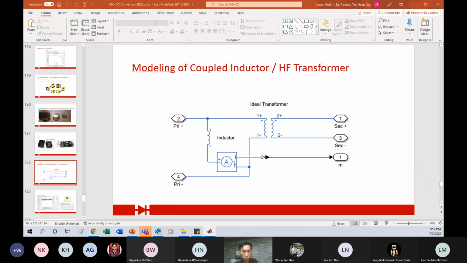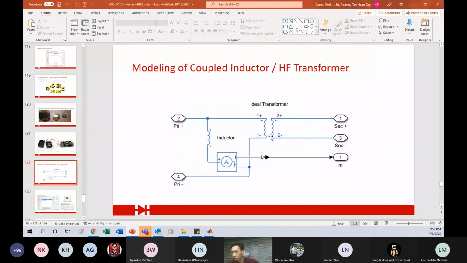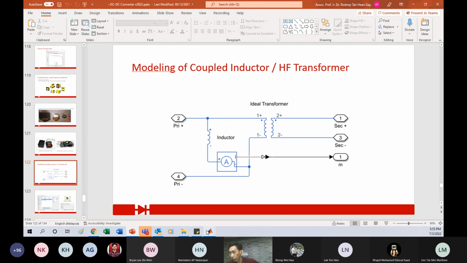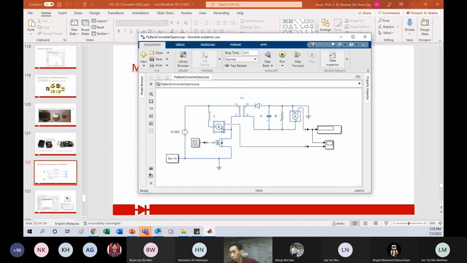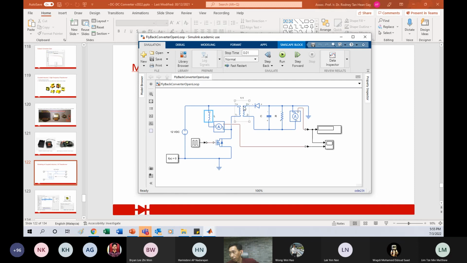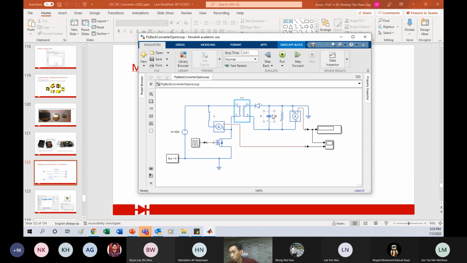Now, if you don't want to do the model there, you can actually do it here. If you think that you don't want to do this model, want to put a picture, like you create your own, that's fine. You can just put an inductor, 1 milli, and you get a transformer, ratio 1, and then you just connect like that, it should work.